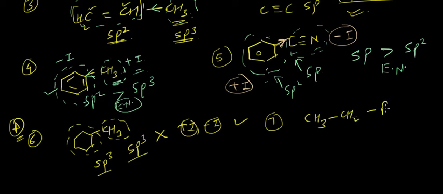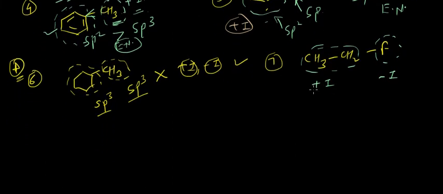misleading concepts maybe. Okay, so in this case the drawing is very simple: this would have a minus I effect and this ethyl group would have a plus I effect. Why? Because the electronegativity of the carbon atom is less than the electronegativity of the fluorine atom. Okay, so let us look into some more examples. We have something like this.